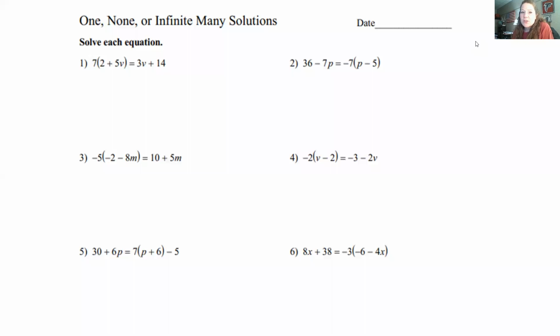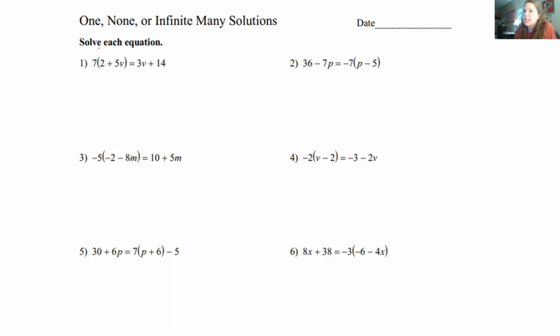All right, guys, so for today's lessons, all of the equations we've solved up to this point have had one solution, but today we're going to look at problems that have either no solution, infinitely many solutions, or one solution like we have been solving.